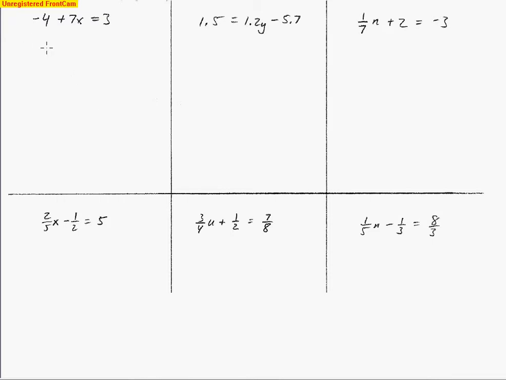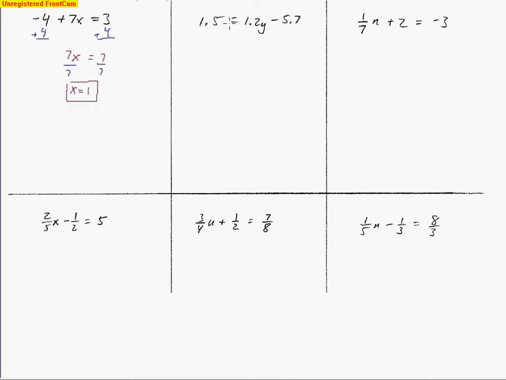What we want to do is isolate our variable. And so the first step I'm going to end up doing is adding this 4 to both sides of this equation. So once I've done that, I'm left with 7x equals 7. So from that point I can divide by 7 and get my answer of x equals 1.